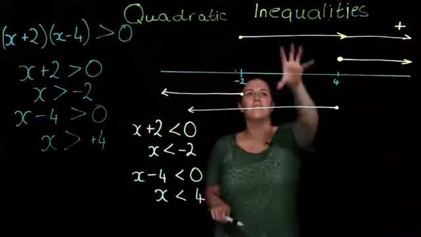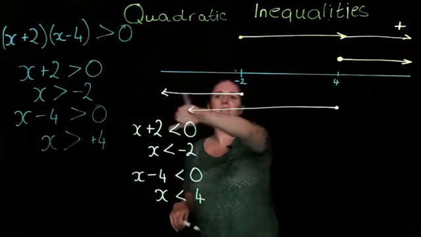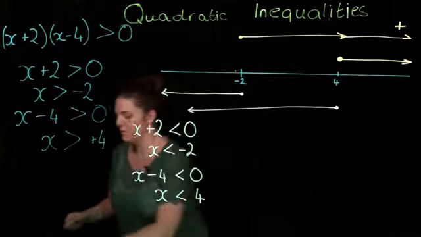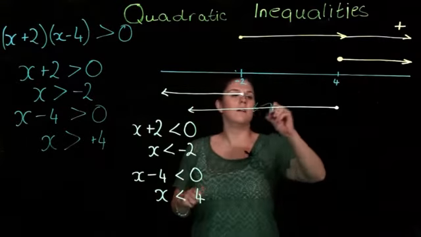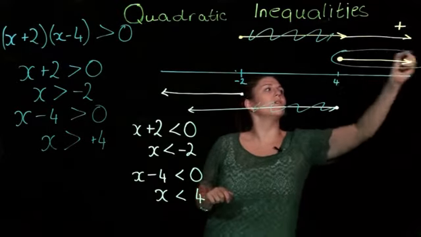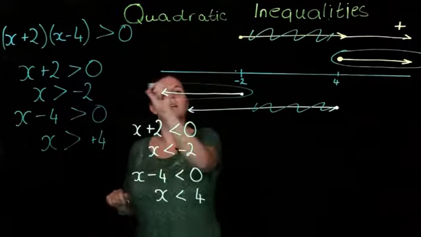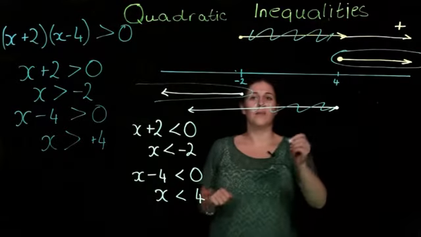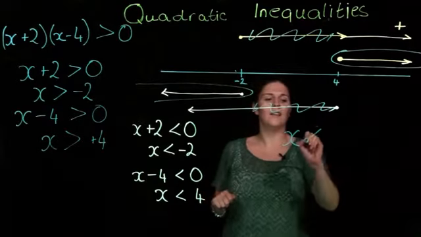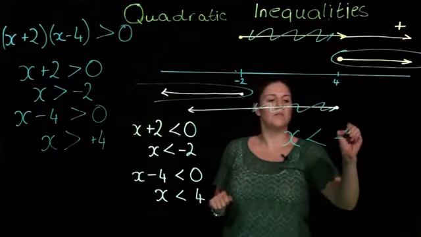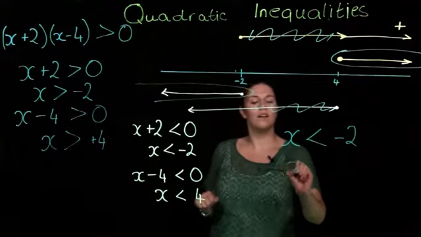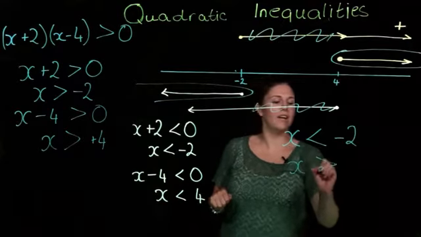What has happened here is these 2 regions can't be true because of these inequalities, so we don't use them. I'm going to just scribble them out. And these are the ones that we want to focus on. So my solution is x is less than minus 2 and x is greater than 4.